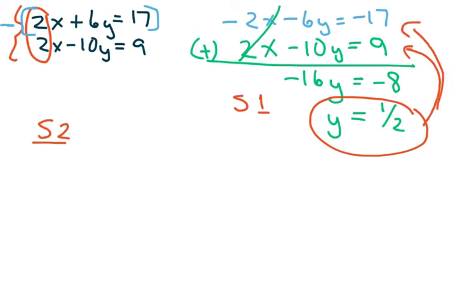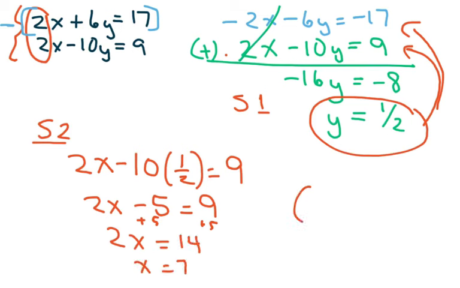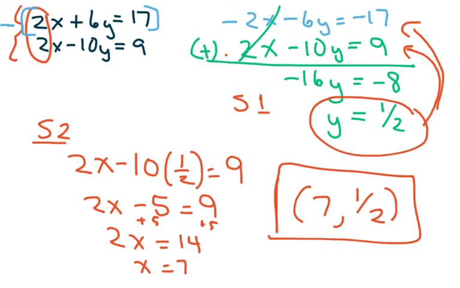I'm going to go ahead and plug it into the second one because I didn't change that. It's just a check for me. So 1/2 equals 9. So we get 2x minus 5 equals 9. I'm going to add 5 to both sides. 2x equals 14, so x equals 7. So my solution is x is 7 and y is 1/2. And then you check. This was actually step 2 and step 3.